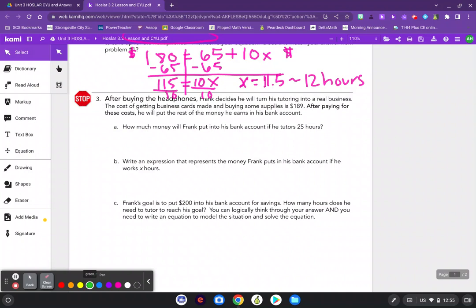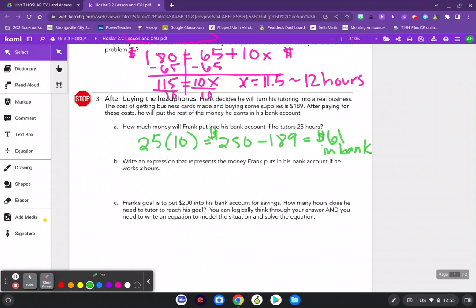It says, how much money will Frank put into his bank account if he tutors 25 hours? Okay. So again, I'm just kind of logically thinking through this, right? 25 hours of tutoring times $10 per hour is $250 made from tutoring. And then I'm going to subtract the $189 that it's going to take for supplies. And when I do that, I only have $61 in the bank that I'm contributing. So again, I'm logically thinking through this.